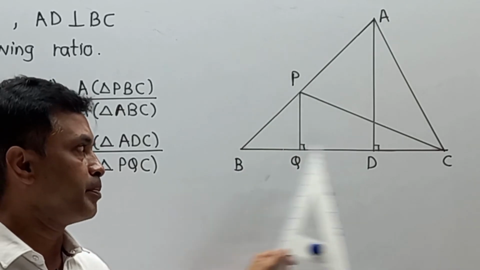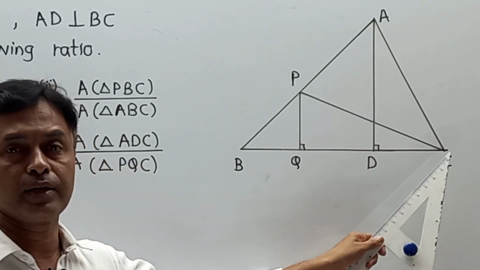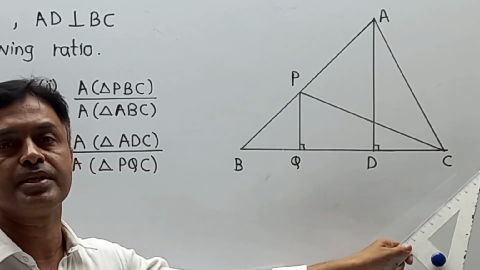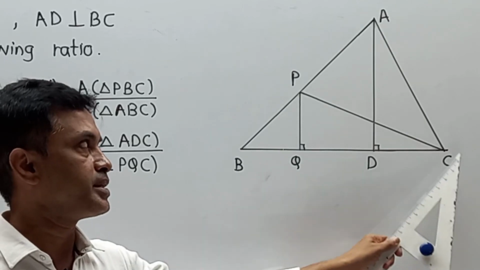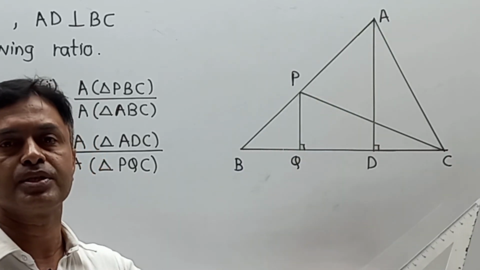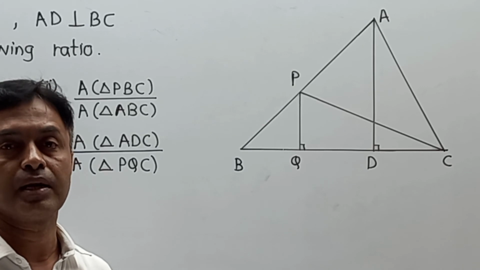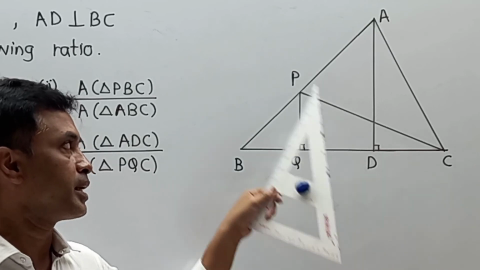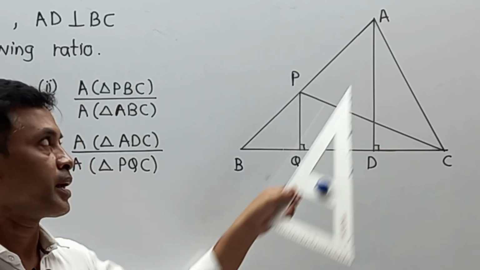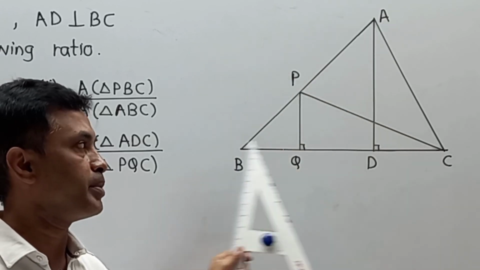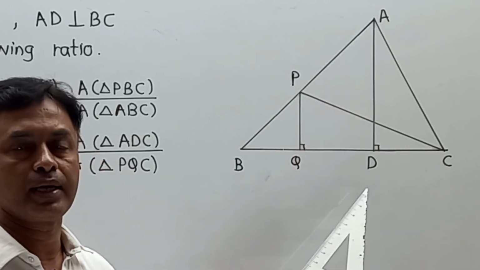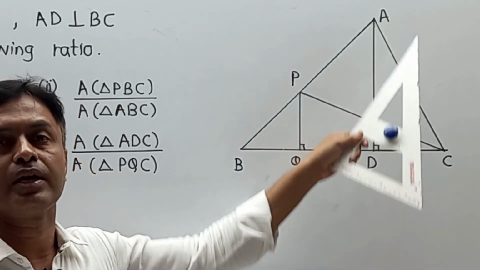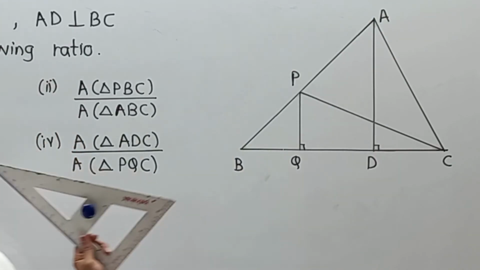Now area of triangle PBC and area of triangle ABC. Again you can say that in triangle PBC base is BC, and in triangle ABC base is BC. Means in both the triangles our base BC remains same. For first triangle PBC, PQ is the perpendicular height, and for triangle ABC, AD is the perpendicular height. Then definitely the ratio of areas of two triangles is equal to the height of first triangle divided by the height of second triangle. And in this way we are going to write the part.